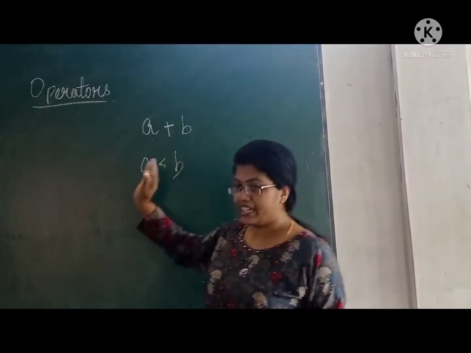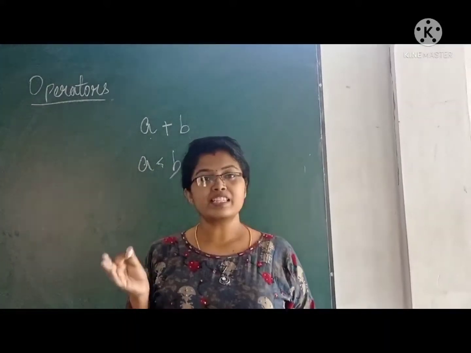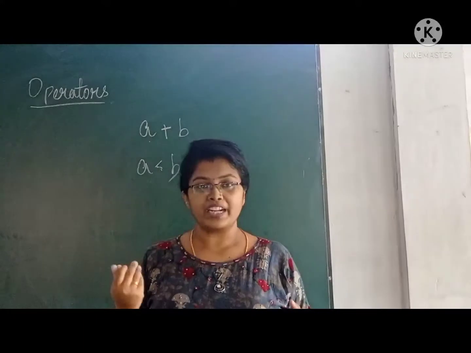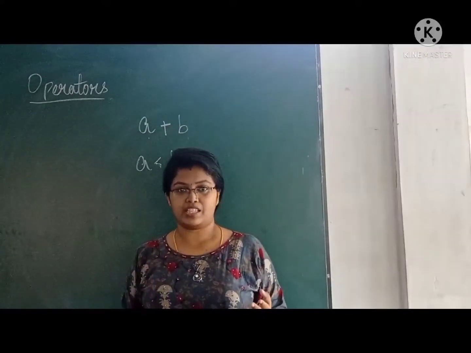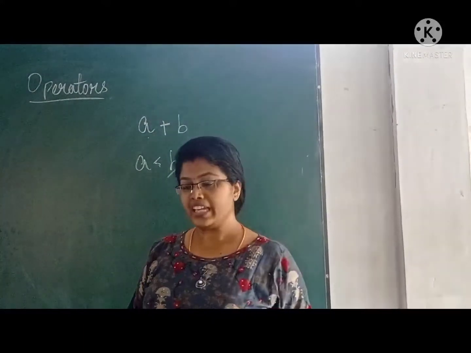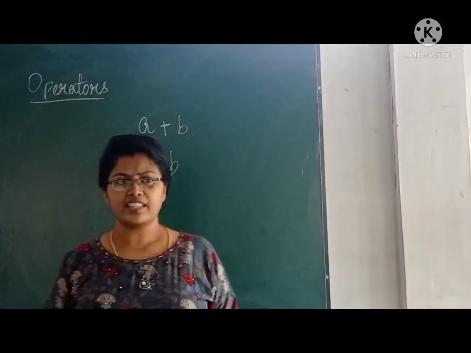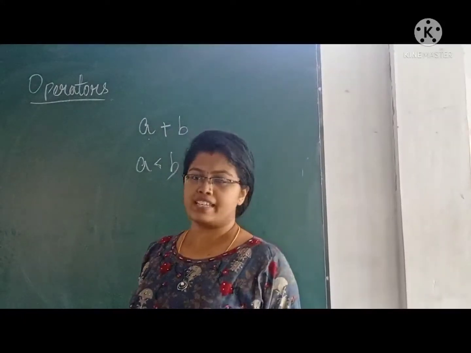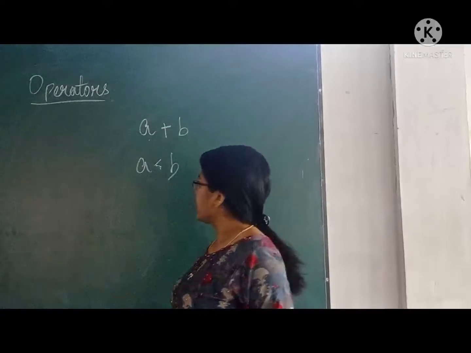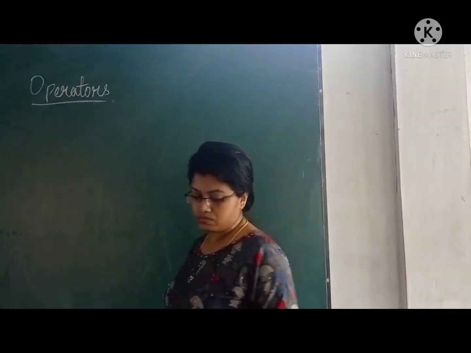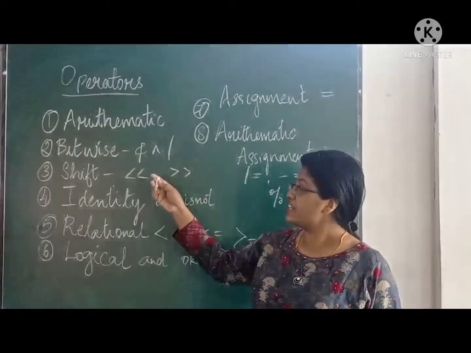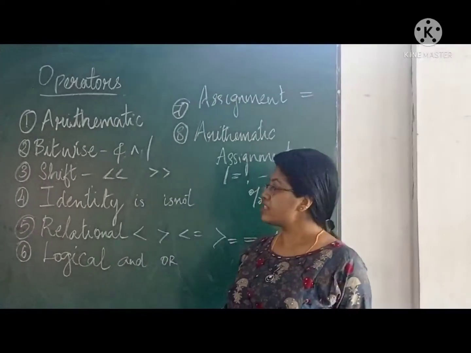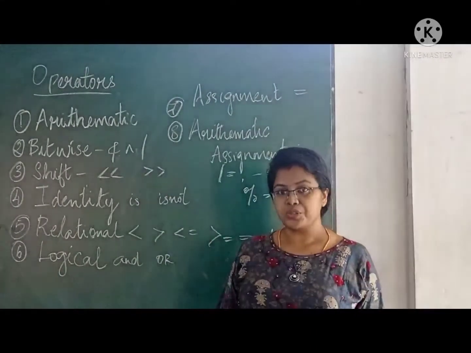Okay, so operators. What is an operator? Operators means we are using the operators to perform some actions on variables. We can see different types of operators. I think there are 8 or 9 operators, and we can see them one by one. I think 8 operators we are going to discuss.